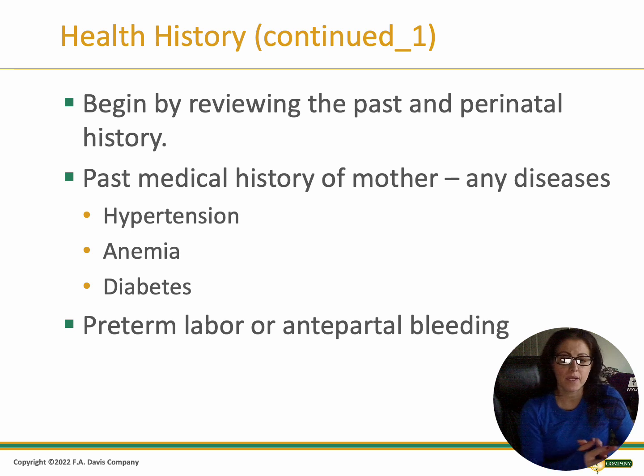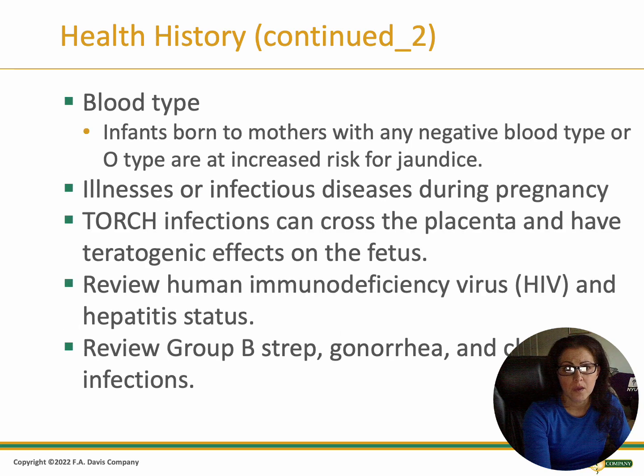So the start of collecting our health history occurs with reviewing the past as well as the perinatal history, and that's the mom's pregnancy history. With the mom, we want to determine her history of having hypertension, anemia, diabetes, which all are considered vascular comorbidities that can impact the placental uterine perfusion. We want to determine if there was any premature labor, any antepartum bleeding. We also want to determine what the baby's blood type is.